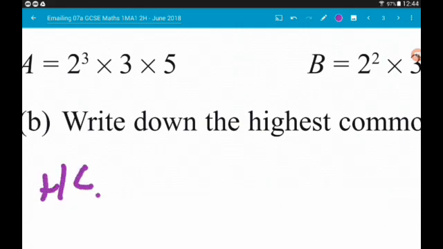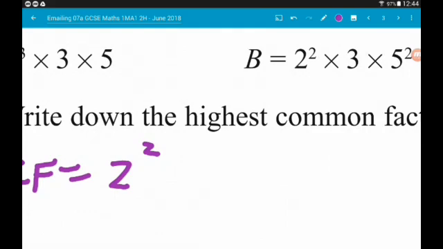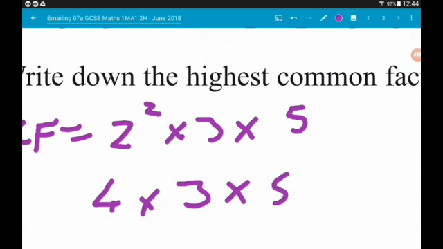So between 2 cubed and 2 squared is the highest common multiple of 2. So we want 2 squared. Now both of them have times 3, so that's common to both. So we want that. And then between 5 and 5 squared, 5 is the highest common multiple of 5. So we put a times 5 on the end. So this is 4 times 3 times 5, which is 60.